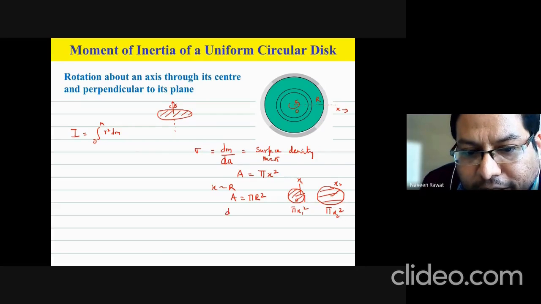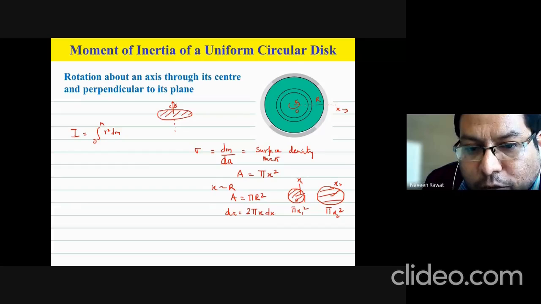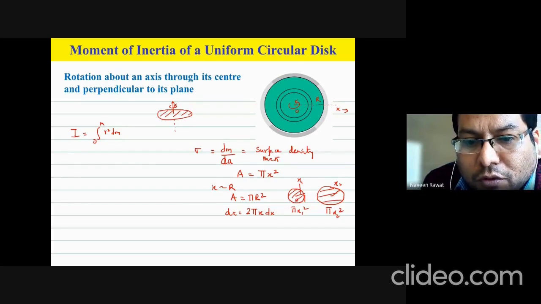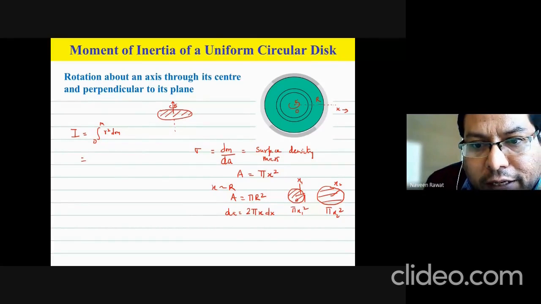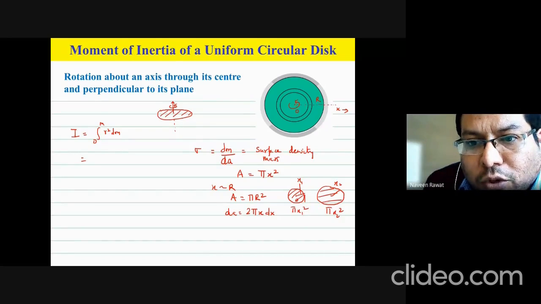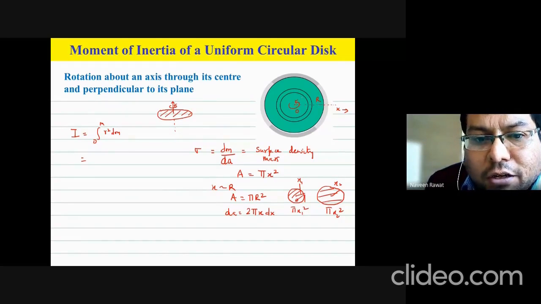So I can calculate that dA, which is the derivative, should be 2 pi x times dx. That will be just the differentiation of this function. So that is what I have to apply. And what are my integration limits? I am going from 0 all the way to r. And if I go from 0 all the way to r, I am covering the entire area of the disk.